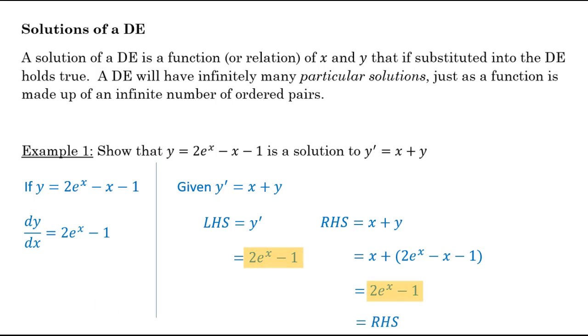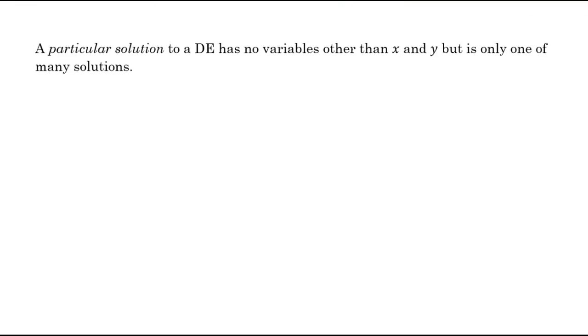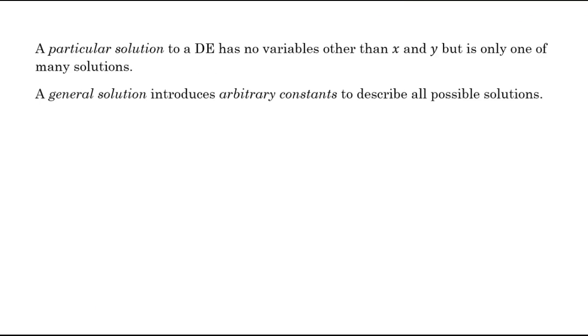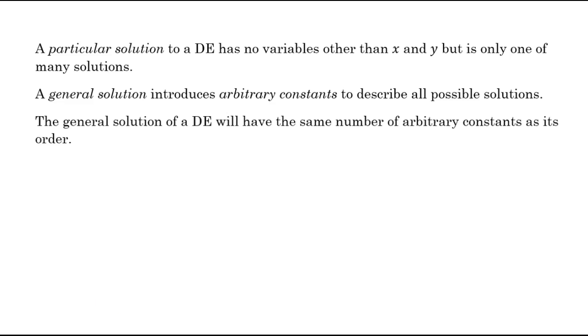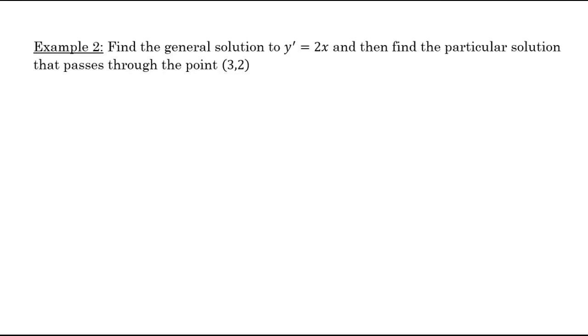So the left-hand side equals the right-hand side. That means that the function y equals 2e to the x minus 1 is a solution, a particular solution, to y prime equals x plus y. It's not the only solution, it's a solution. Now, that's a particular solution. I can have a general solution that includes one or more arbitrary constants to describe all of the possible solutions. The number of arbitrary constants is going to be equal to the order of the differential equation.